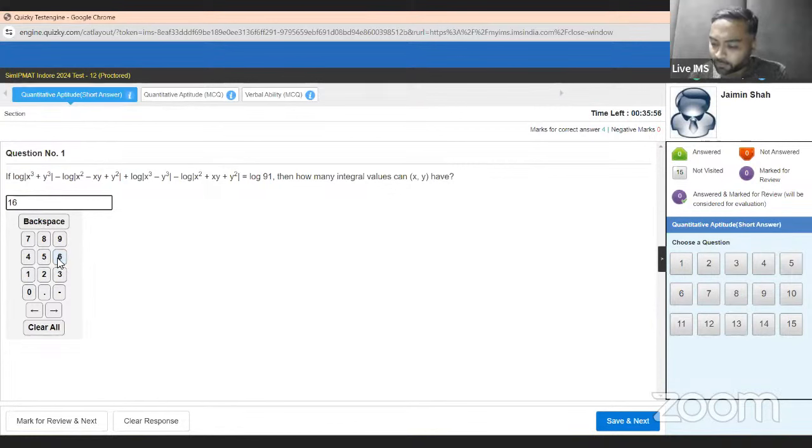Let me check if we are missing anything. Integral value, so we will consider negative numbers. 91 is 7 into 13, right? I believe so. Okay, fine. Let me move forward.